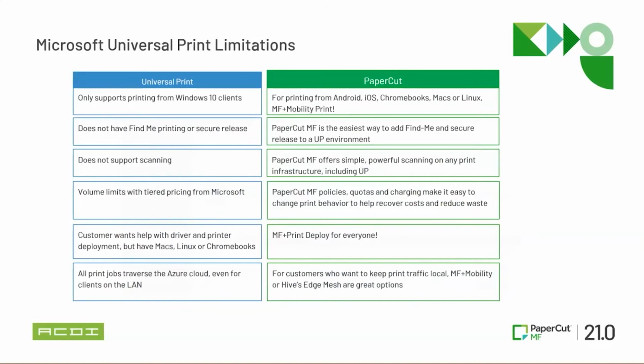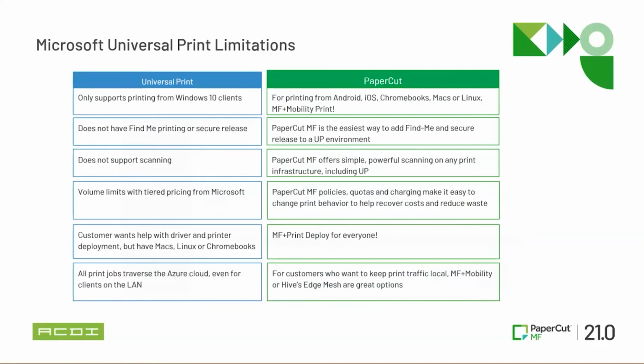All right, so over on the left again, customer wants help with driver and printer deployment, but has Macs, Linux, and Chromebooks. Well, we addressed that. PaperCut MF and Print Deploy can definitely accommodate that. And that's what I've been dealing with. That's been the main discussion here. We have customers that are on Universal Print, and they're finding out, wow, PaperCut Print Deploy does what Universal Print could do, but with a lot more feature sets and augmentation, which is fantastic. So right away, Print Deploy can quickly accommodate those other operating systems where Universal Print can only cover Windows 10. And the last one, all print jobs traverse Azure Cloud, even the clients on the LAN.